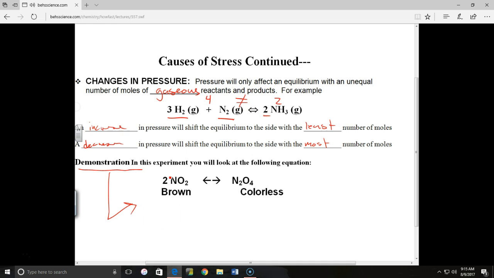So if we look real quick, we see 2 moles of gas when it's brown. We have 1 mole of gas when it's colorless. So before we do anything, let's say I add pressure. Turn to your lab partner and tell them what you think will happen. Will the gas turn colorless in the container, or will it turn brown if I increase the pressure? Take about 30 seconds.